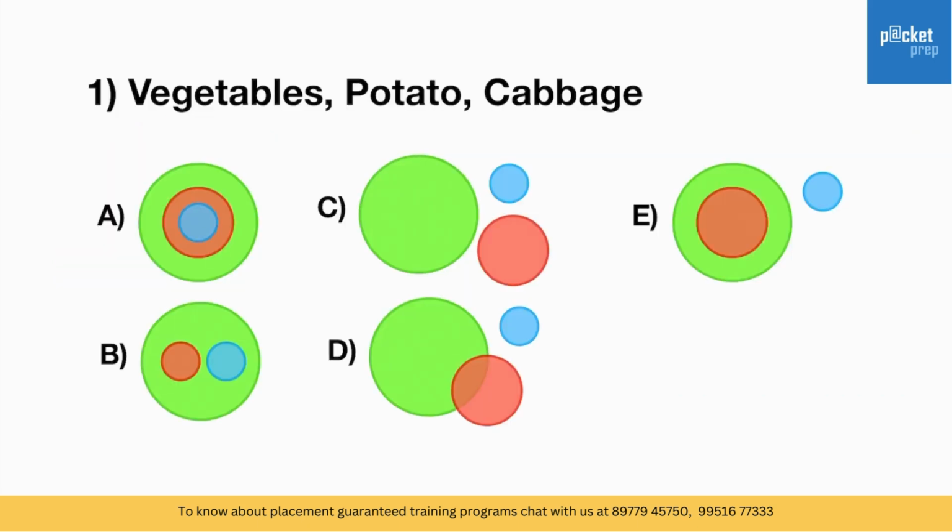Here is a question. They're saying vegetables, potatoes and cabbage. Once we read this, we are very clear. Potato is actually a vegetable, even cabbage is a vegetable, and between these two there is no intersection. So the best option here is B, where this is vegetable, this could be potato, and this could be cabbage.